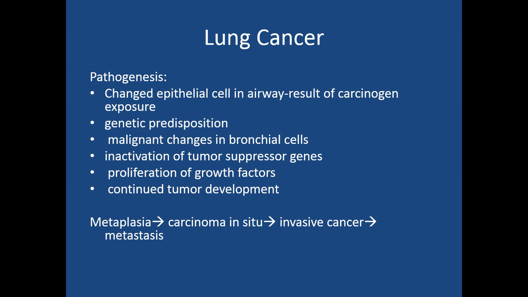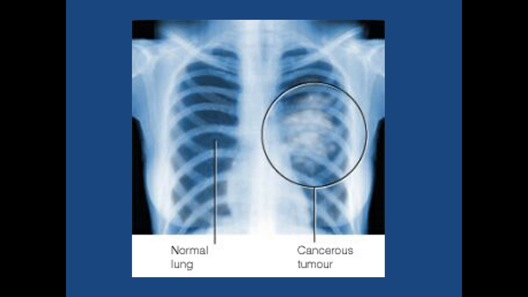So again, if you don't remember the adaptation or the maladaptation, we can go from metaplasia to carcinoma in situ to a tumor that is invasive into the surrounding tissue, then the lymph, then finally to distant tissues, and can cause death. Showing you an X-ray with a normal lung versus a cancerous tumor on the other lung.